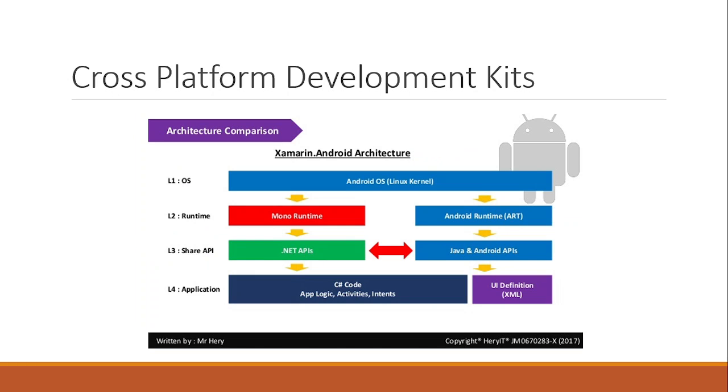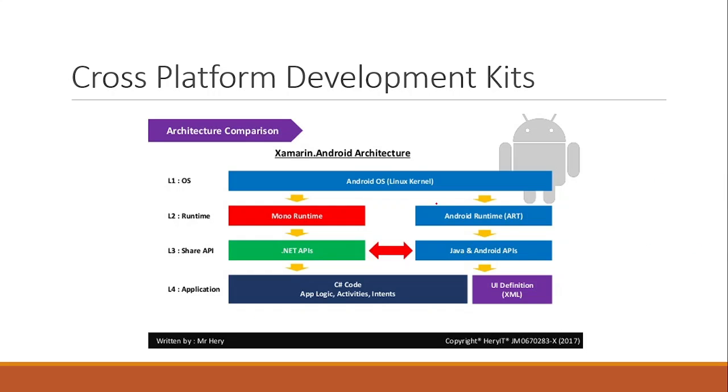So here we have the architecture. This architecture shows how the components of Xamarin are translated to the components of your native application, either a Java application, Java code, or a Swift application. So native, they are closest to the other components and to the operating system.